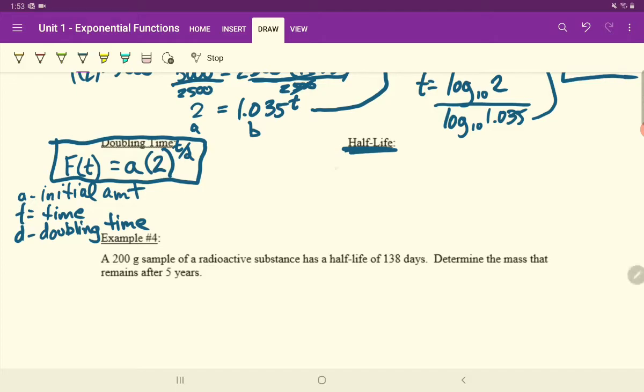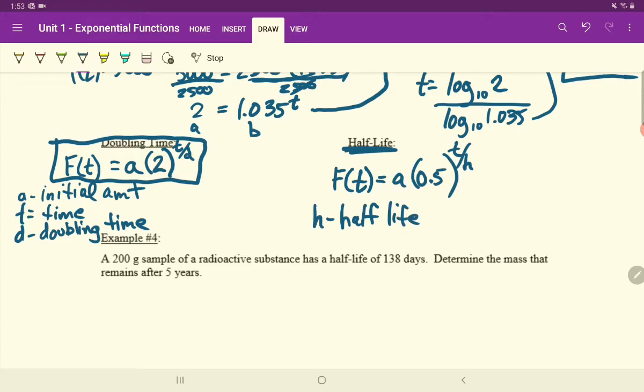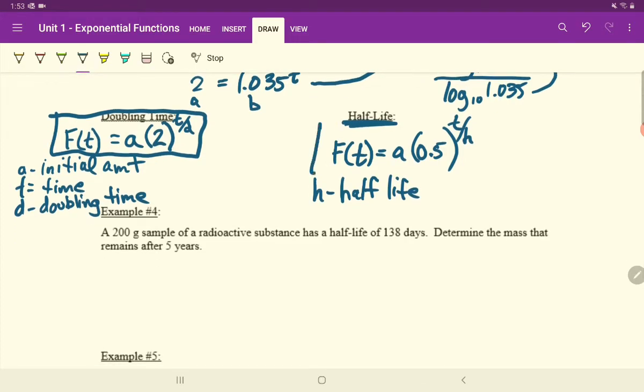It's the same thing for half-life, except instead of 2, guess what your decay rate will be? If you guessed 0.5 or half, you got it right. T over, and now instead of D for doubling time, we're going to use H for half-life. Okay, so make note of that. Okay, so these are just special equations. All right, whenever you see the words half-life or doubling time, you're going to use those special equations.